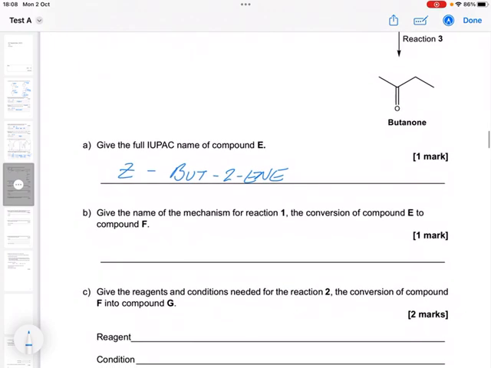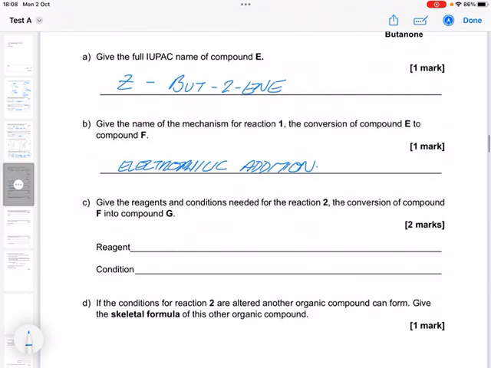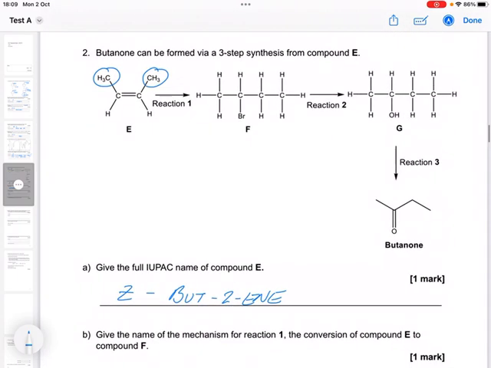Part B, give the name and the mechanism for reaction 1, the conversion of compound E to F. So this one is electrophilic addition. And then part C, give the reagents and conditions needed for reaction 2. That is converting F into G, so that's a halogenoalkane to an alcohol.